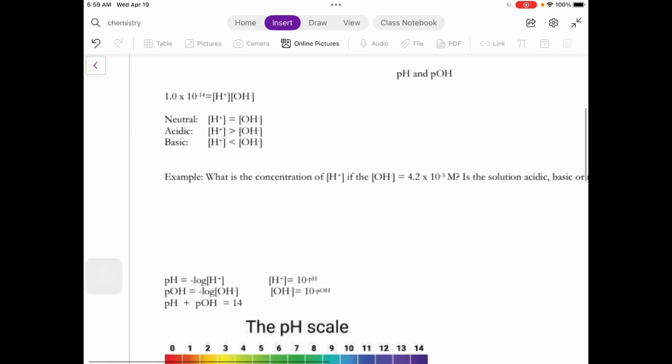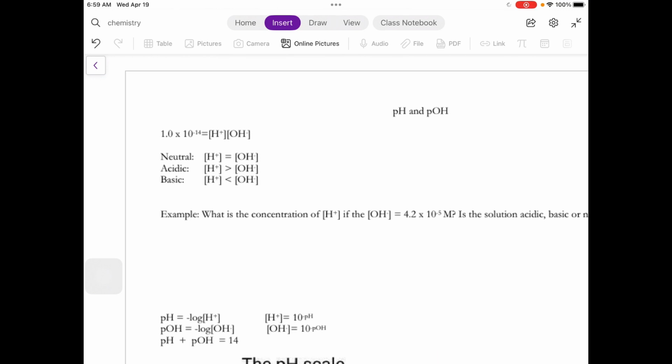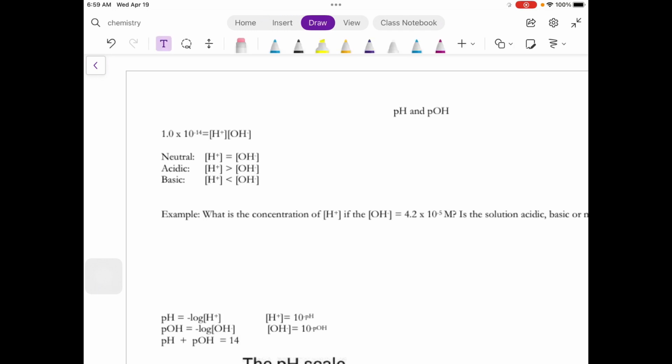So here's your first equation. 1 times 10 to the negative 14th equals H plus concentration times OH concentration. Just to let you know, if it has brackets, that means molarity, or the concentration of it. Also, H plus is the same thing as H3O plus. In the notes, I'm going to use H plus. The worksheet, which I haven't updated yet, still says H3O plus.